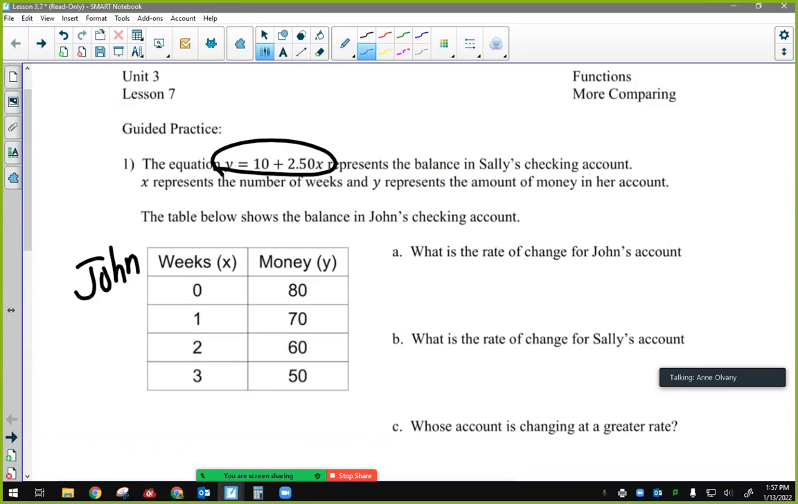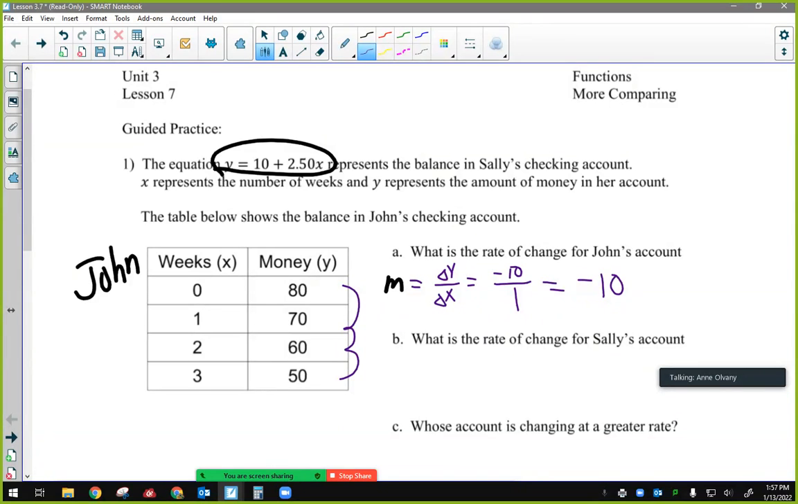First of all, what is the rate of change for John's account? M equals change in Y over change in X. Evelyn, what is the change in Y? Ooh, she's good. That's a -10. Those are going down. And what is the change in X, Marshall? 1. That's 1. So we have a rate of change of -10. John, your account is going down, buddy.